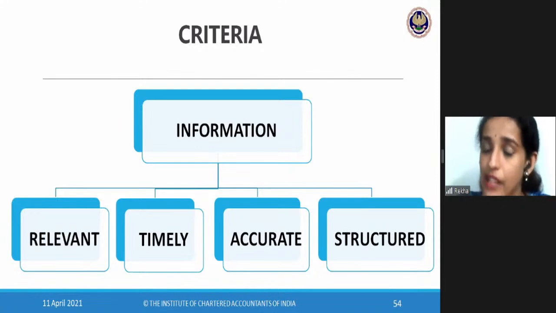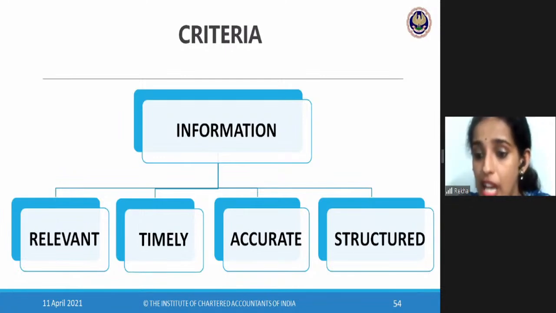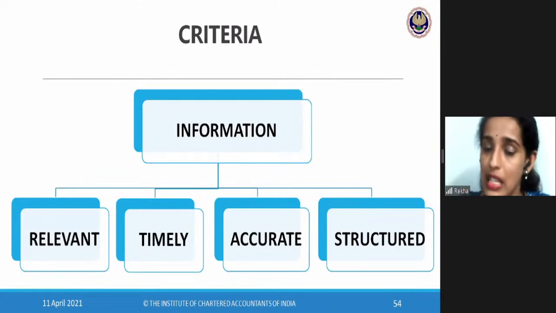Now, second, information should be available at the right time. It should be relevant. It should be pertaining to your area of business. Third, it should be correct. Factually, it should be correct. Accurate. And fourth is structured. Structured means what? It should be in a simple and understandable way.